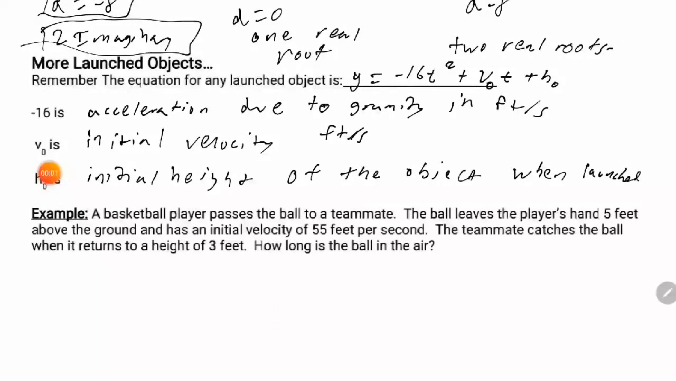So let's do an example problem. Whenever you read these word problems, usually you want to underline all the numbers. But first thing you've got to do is just read the problem. A basketball player passes the ball to a teammate. The ball leaves the player's hand at 5 feet above the ground and has an initial velocity of 55 feet per second. The teammate catches the ball when it returns to a height of 3 feet. How long is the ball in the air?